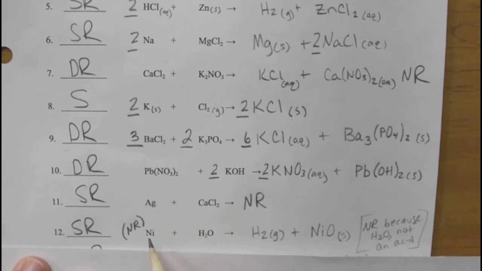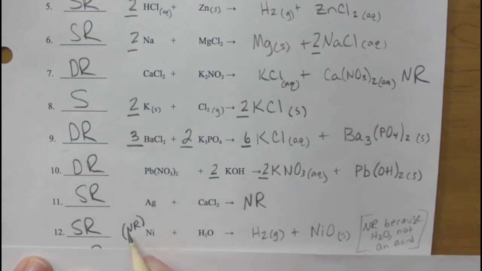Number 12, single replacement. When I go look it up, I see nickel is above hydrogen. And so many of you probably wrote this out saying nickel replaced hydrogen. So we have hydrogen gas and then nickel. Remember, if we don't know what the charge is, it's going to be 2. So this would be nickel 2 oxide, which is a solid. And I would have counted that correct.